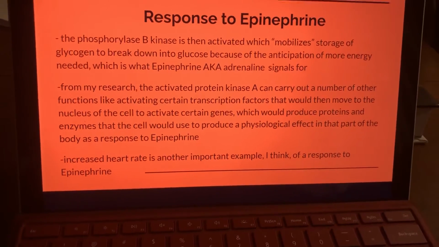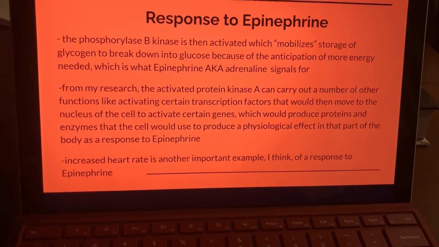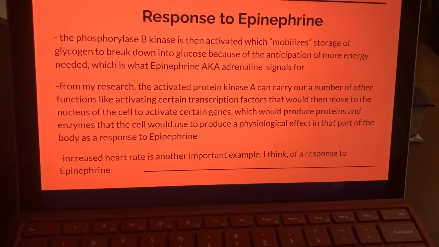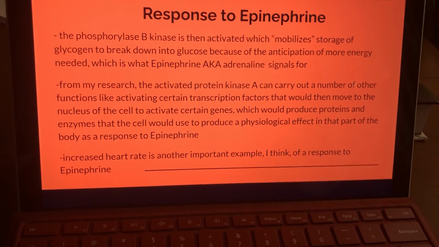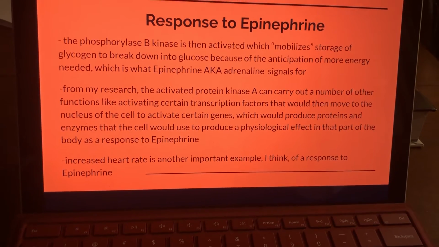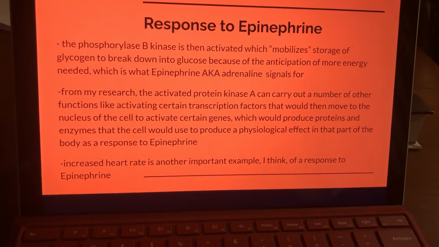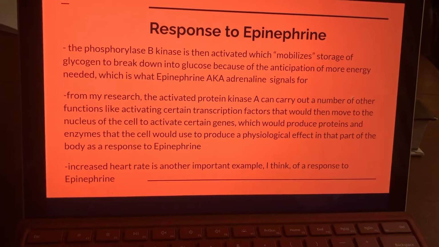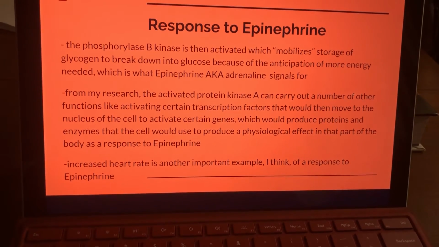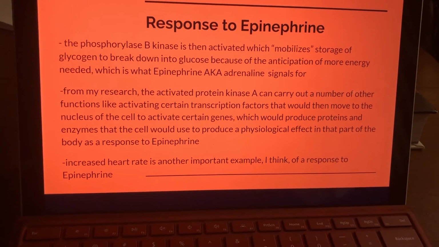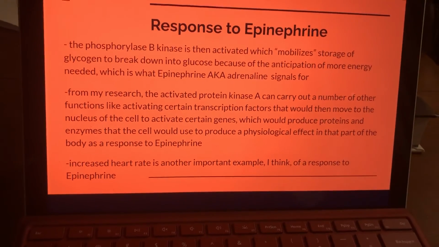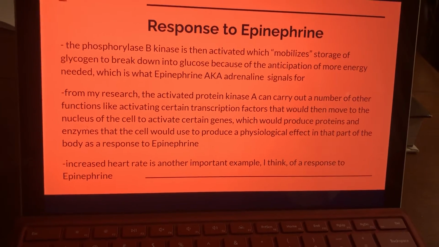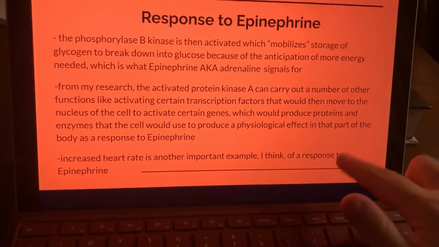And for my research, the activated protein kinase A can actually carry out a number of other functions, like activating transcription factors that would then move to the nucleus and activate certain genes, which would produce proteins and enzymes that the cell would use to produce an effect in a certain part of the body as a response to epinephrine. And protein kinase A can increase heart rate, and that's an important example, I think.